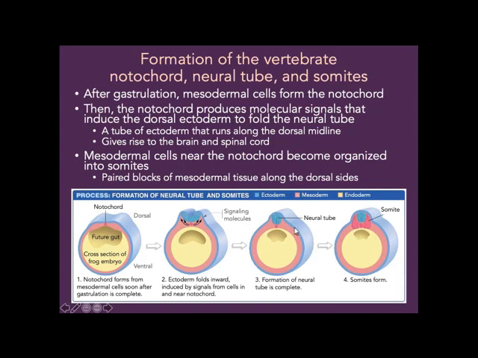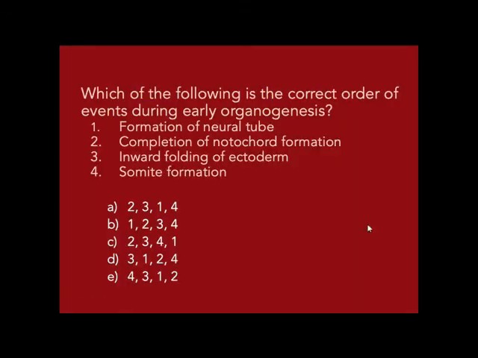And then you have a couple of blocks of mesodermal cells on either side of the notochord that will become organized into blocks of cells called somites. And the somites are involved in directing some of the future development of the rest of the nervous system.